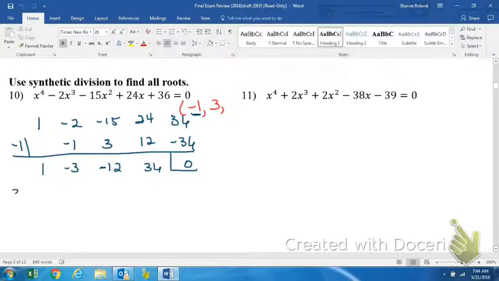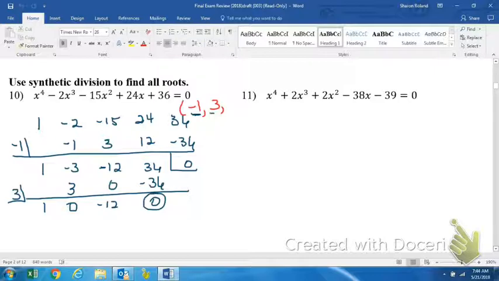So the next one is 3. Bring the 1 down. 3 times 1 is 3. Combine these and you get 0. 3 times 0 is 0. Combine these and you get -12. 3 times -12 is -36. Combine them to get 0, which tells us 3 is a root. But it tells us to find all the roots, so this is going to be x squared minus 12.